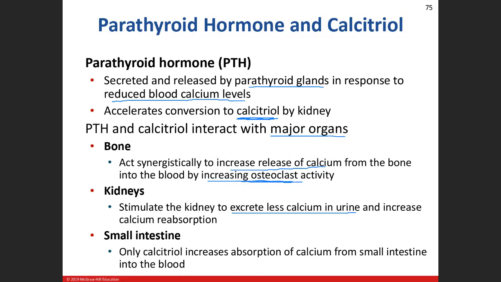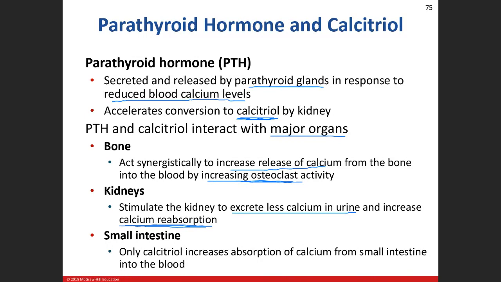Okay? We're not going to want to get rid of it. So we're going to keep it. That means we're going to increase that process of reabsorption. We're going to reabsorb calcium back into the blood. So you will not have calcium, or you'll have very little calcium in your pee. Good. That's another way.